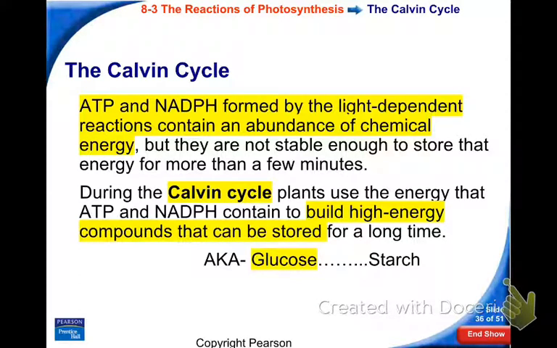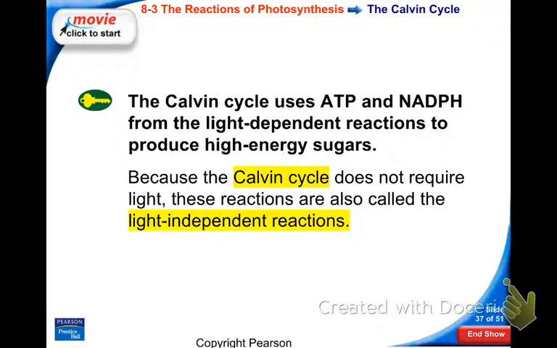The products, the ATP and the NADPH that come from the light-dependent reactions go into the stroma, and the Calvin cycle is a seriously complex set of chemical reactions that build high energy compounds that can be stored. In other words, this is where you get the glucose. And all those glucose molecules are chained together and turned into starch, and they're stored in the roots if the plant doesn't use them all over immediately.